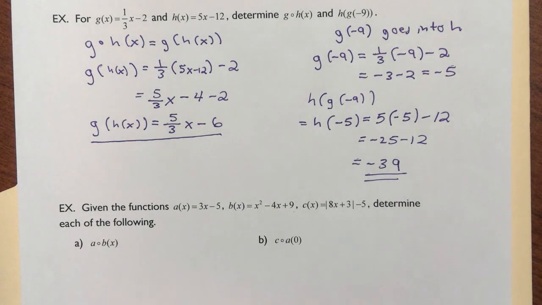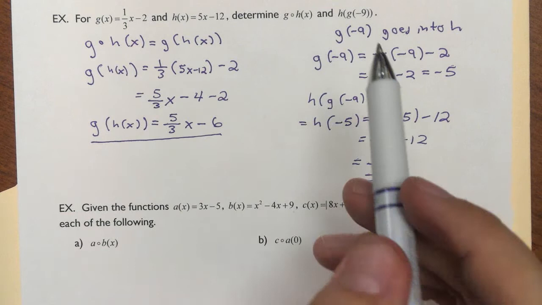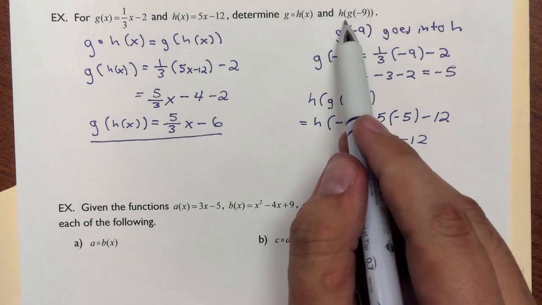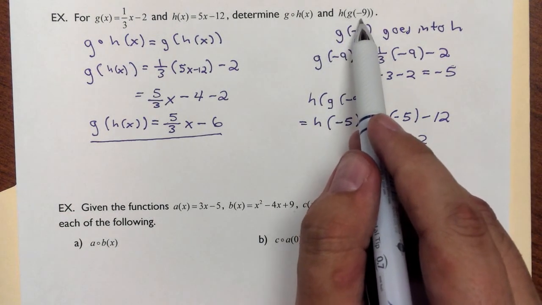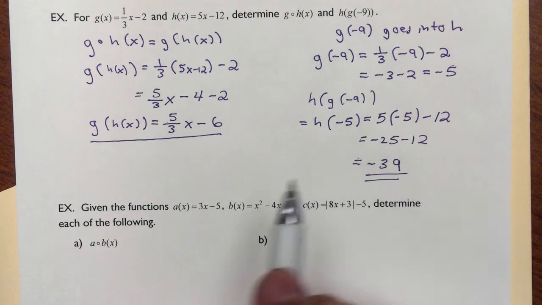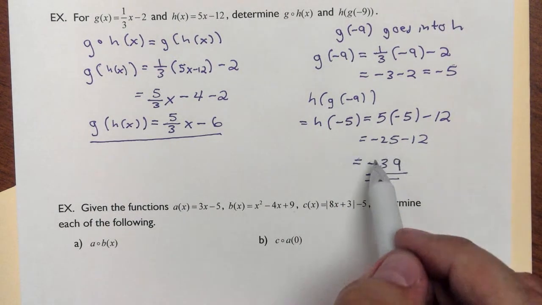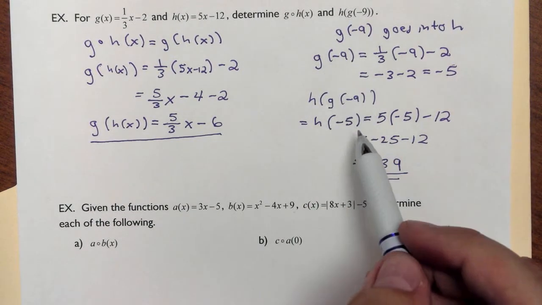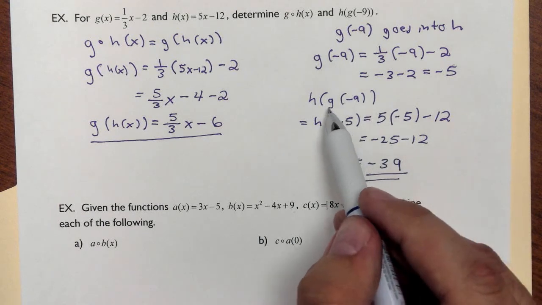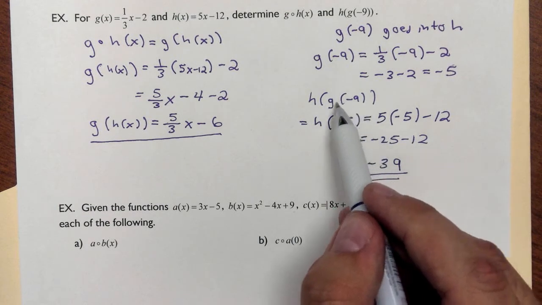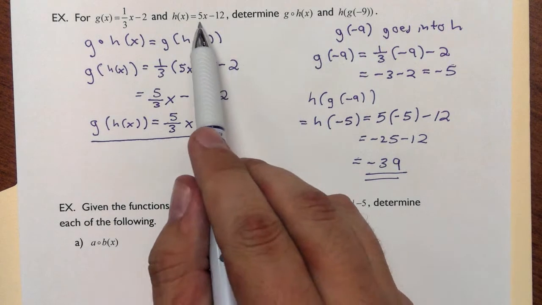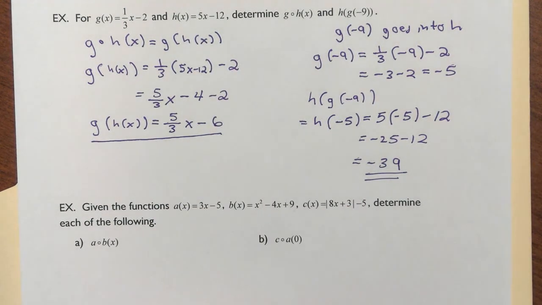So for problems such as these, I would strongly suggest that this is how you approach them. G of negative 9, that's a number, so find that number and then just substitute that number into h. You don't have to show the work exactly like this. It needs to be clear. I want to see what you're doing. But the idea is h of g of negative 9 means I'm taking negative 5 and putting it in this rule for h. Alright, so by now you've seen really all there is of the general idea.